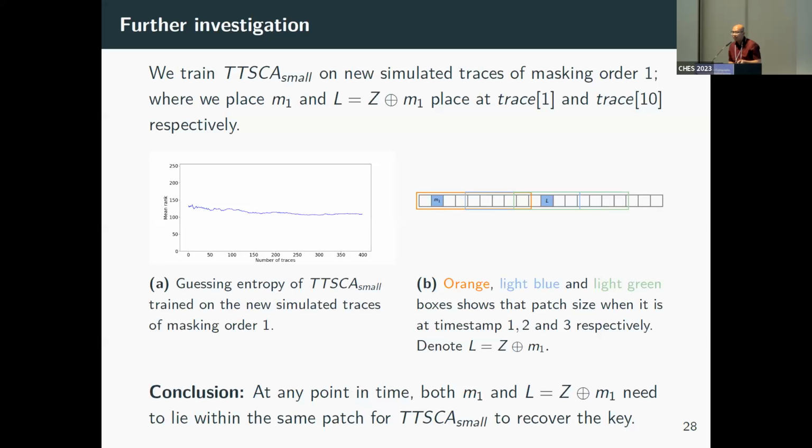Then we further investigate. Let's say now I have masking order 1. I have 2 points. If I put them far apart, because previously they were in the same patch, now I put them far apart, could the neural network still recover the key? And we find that it is not possible to recover the key. The Gaussian entropy does not converge to 0. This means that at any one point, both leakage points need to lie within the same patch for the TT-SCA small to recover the key.